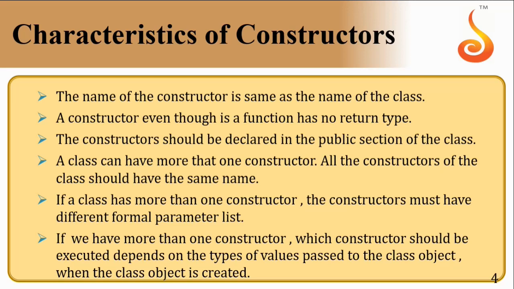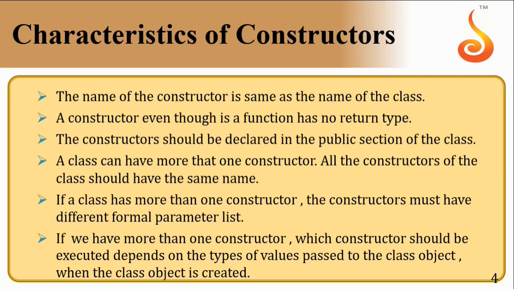It should be written in the public section of the class only, and a class can have more than one constructor. So you can have more than one constructor, but there should be some difference. You cannot have more than one default constructor in a class. A constructor without parameters, or arguments, is called a default constructor. You cannot have two default constructors, but you can have parameterized constructors and one default constructor.